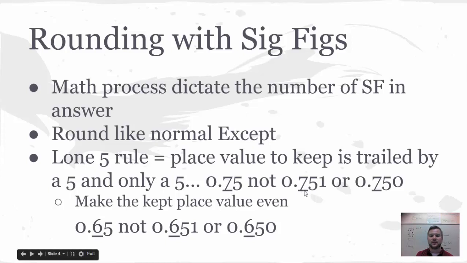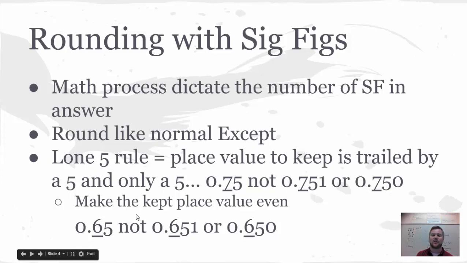In this case, still using the same place value, we're followed by a 5, but the 5 has something behind it. So this is not a lone 5. You're going to round normal, make it an 8. Finally, 7 followed by a 5, 0. Again, not a lone 5, because that 0 is attached to the 5. It's not a 5 by itself. This is also going to be 0.8. So in this example, all three of these round to 0.8.